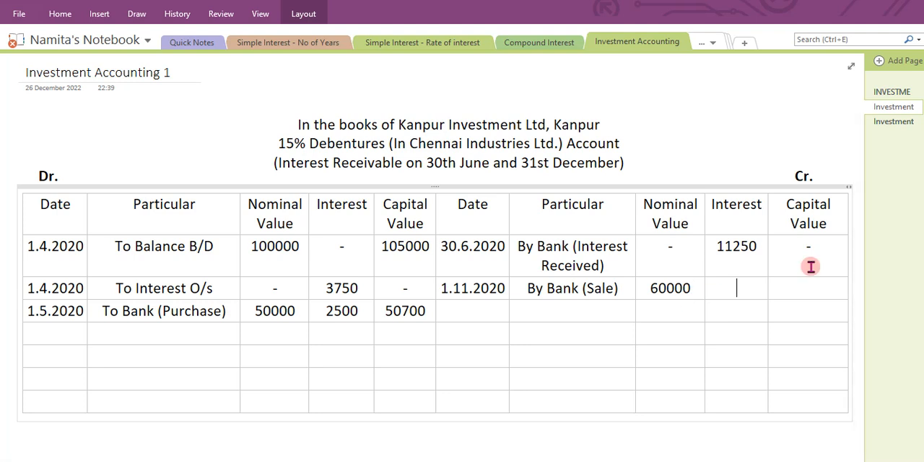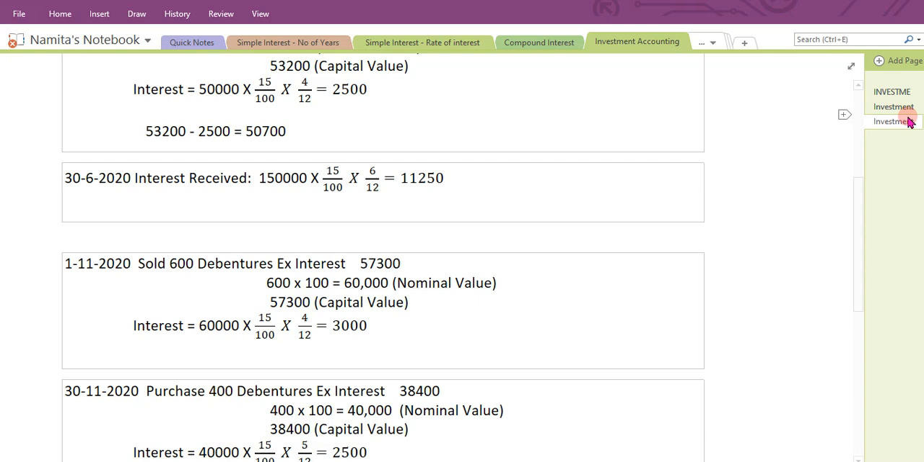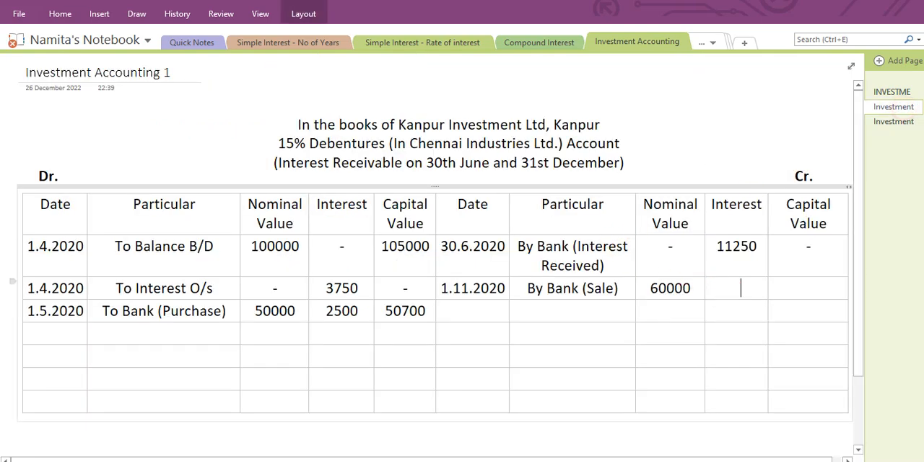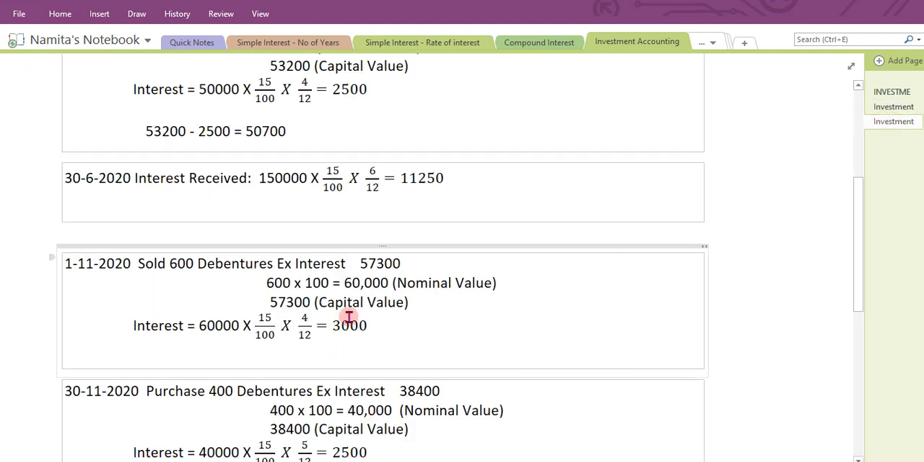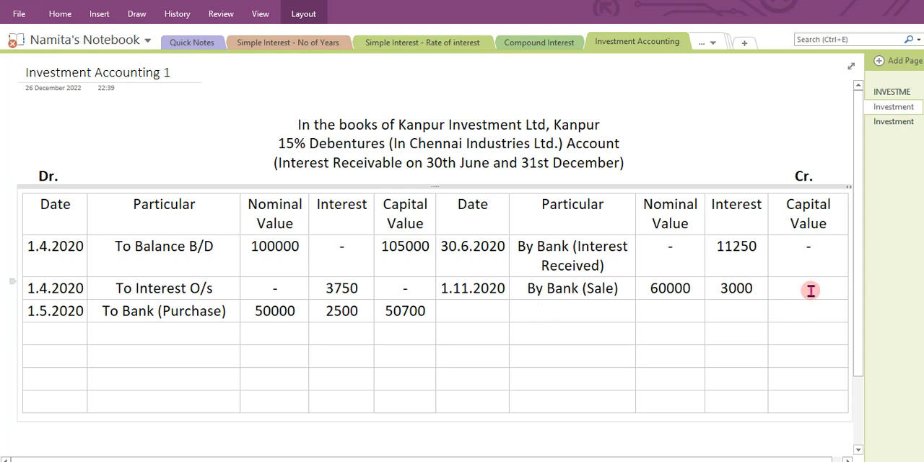Now, one more thing I forgot. We are not reducing the interest which we calculated from the capital value. Why? Because it is X interest. Whenever there is X interest, keep the interest as it is and keep the capital value as it is. In cum interest, we have to reduce the interest from the capital value. In X interest, no need to do anything. So interest is 3,000, and capital value is 57,300. See, in the question it is given 600 debentures are sold, X interest at 57,300. So keep 57,300 as it is, because it is X interest. Clear? This entry is completed.